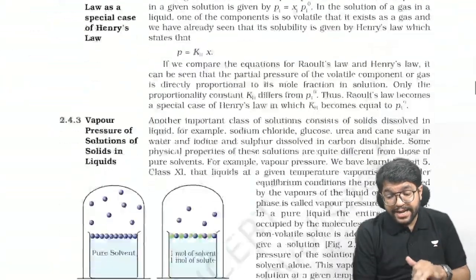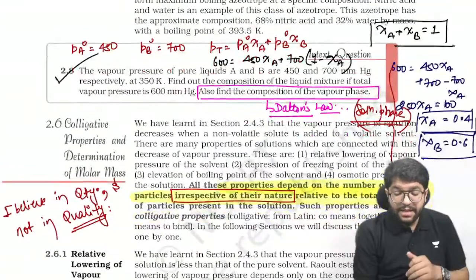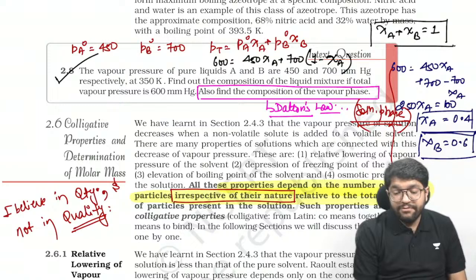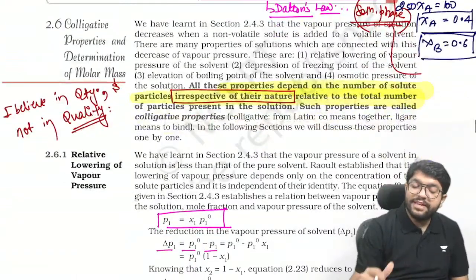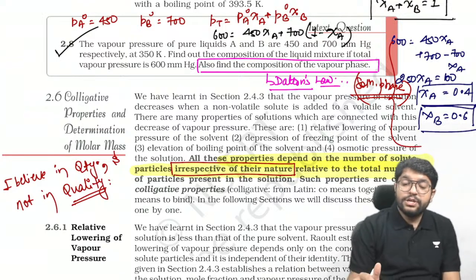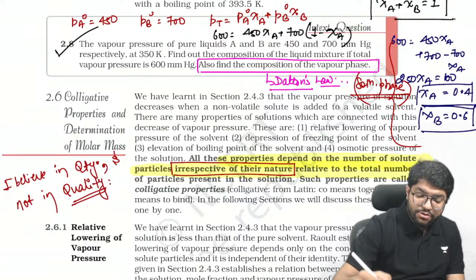Just the in-text question that we were doing. In that question, you have also been asked to find the composition in the vapor phase. You just did it for the normal phase. Chi A was 0.4 and chi B was 0.6. So quickly let us do it for the vapor phase also. The total pressure was 600.